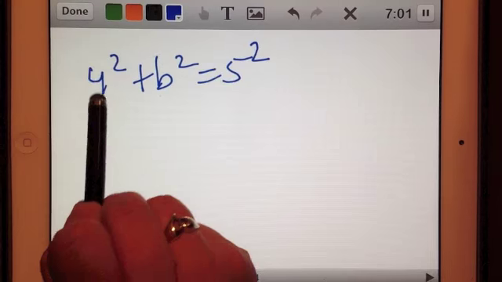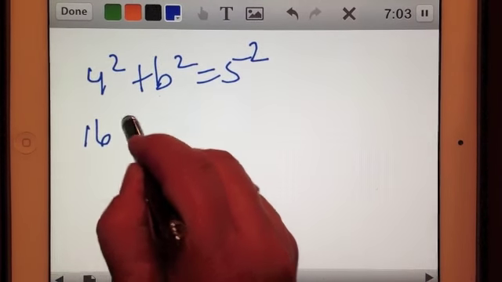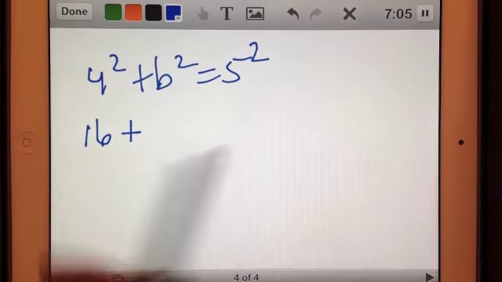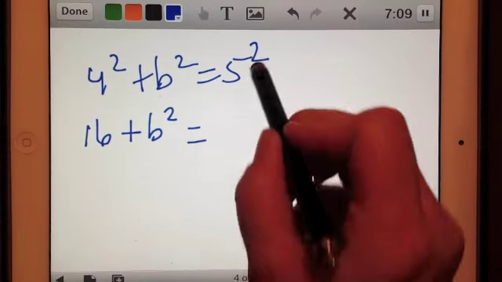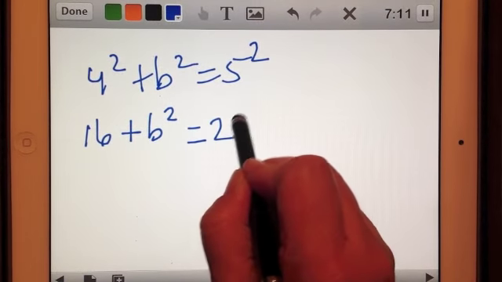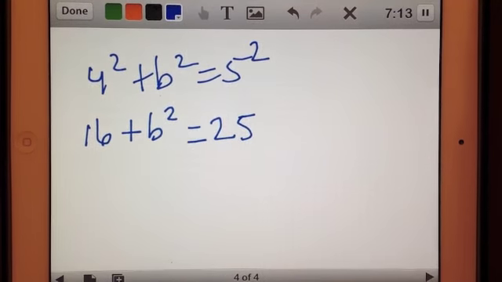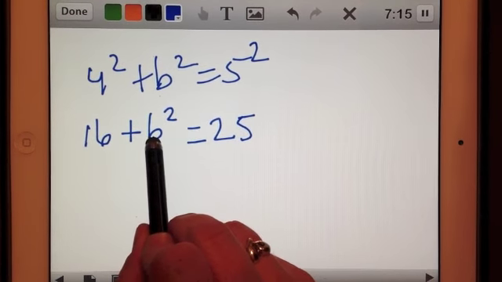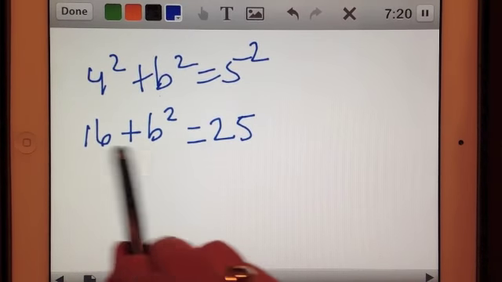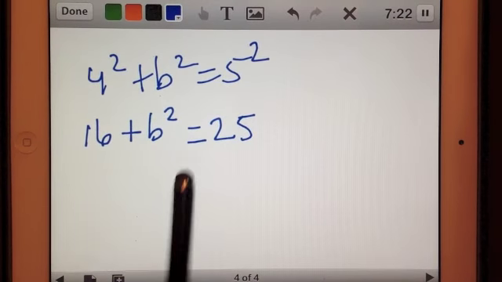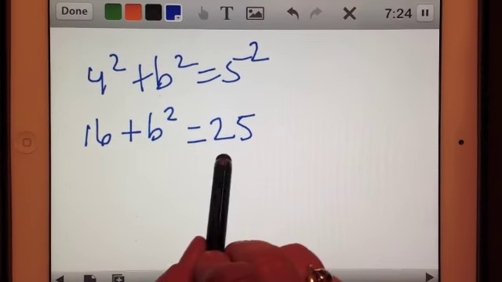So now going to solve it, I have 4 squared equals 16 plus B squared. Well, I don't know what B is. That B squared is going to have to stay just like that. Equals 5 squared, which is 25. Now, in order to find out what B is, I'm going to have to isolate it. So in order to isolate it, I'm going to have to move some things around in this equation back and forth, but still keeping the equation balanced meanwhile.